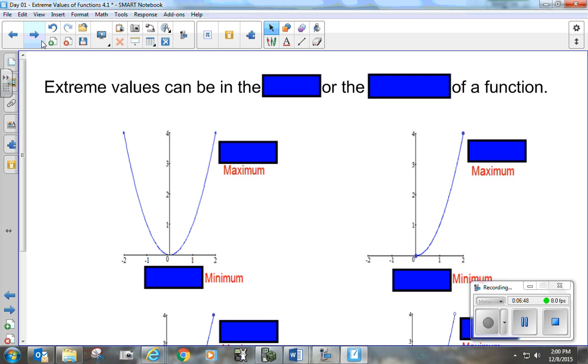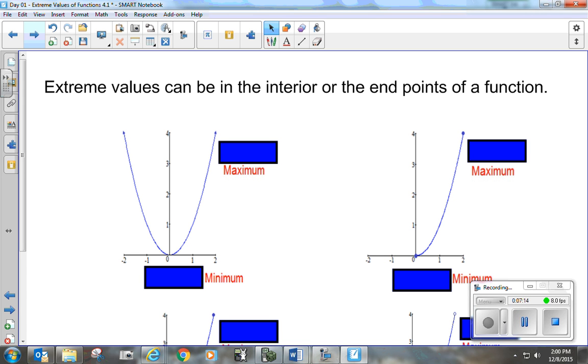So, extreme values. Extreme values can be in the interior or endpoints of a function. If the function goes on forever, no. But if it has endpoints, that endpoint, if it's the highest point on the graph, is considered a maximum. If the endpoint is the lowest point on the graph of the function, then it's considered a minimum.